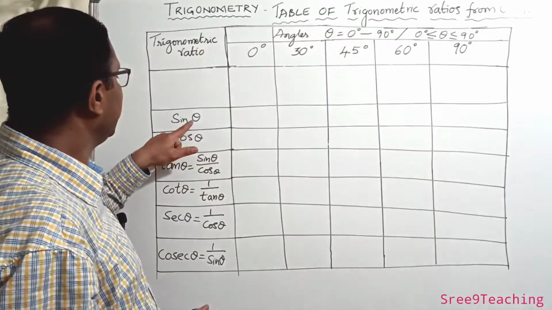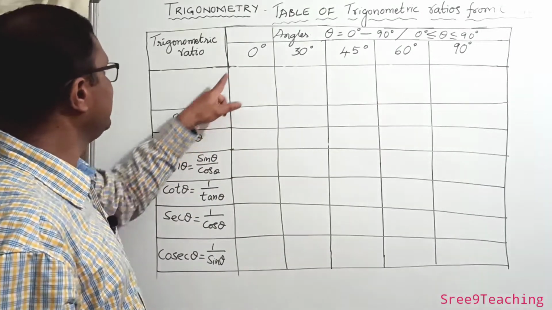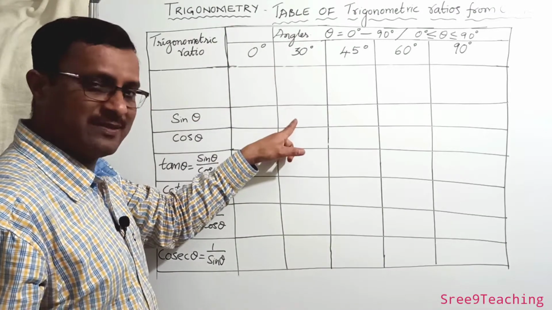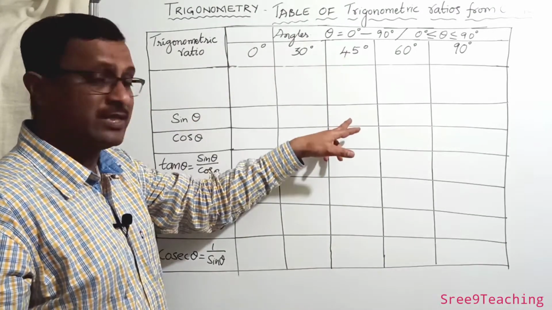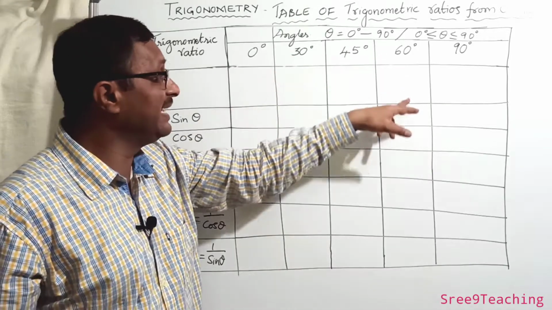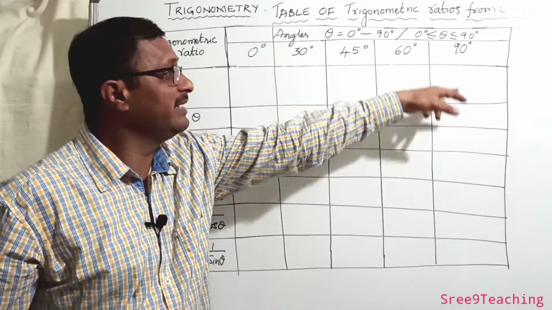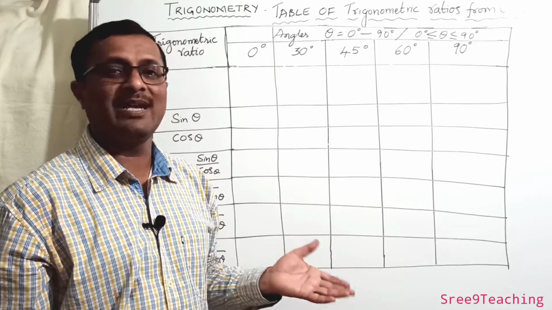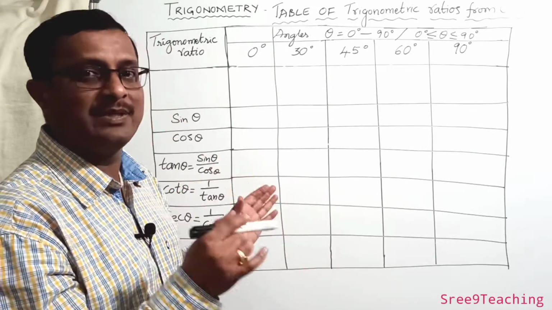Okay, now suppose we don't know any value, then how do we get the values? For example, instead of theta we take 0. Sine 0 is how much? We have to write. Sine 30 degrees is how much? Sine 45 degrees, what is the value? Sine 60 degrees is what? Sine 90 degrees is what? Yes. So here we have a trick, easily we can find it. Let us observe carefully.